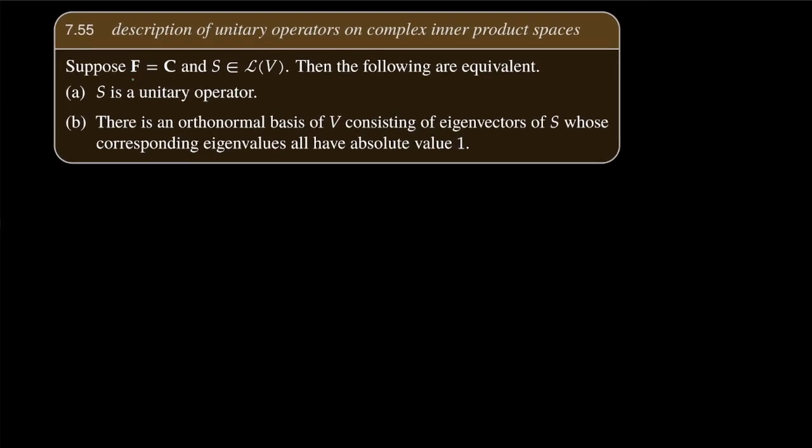So in the complex case, here's what we get. If the field is complex and S is a unitary operator, then there's an orthonormal basis of V consisting of eigenvectors of S whose corresponding eigenvalues all have modulus 1. And the same in the reverse. If you have an orthonormal basis of V consisting of eigenvectors of S whose corresponding eigenvalues all have absolute value 1, modulus 1, then S is unitary. So let's run through this. This is not a bad proof at all.